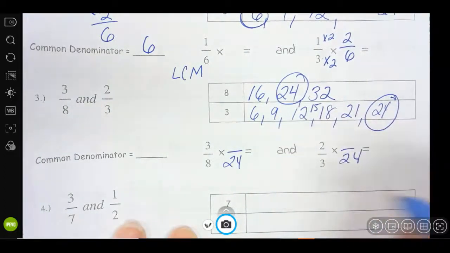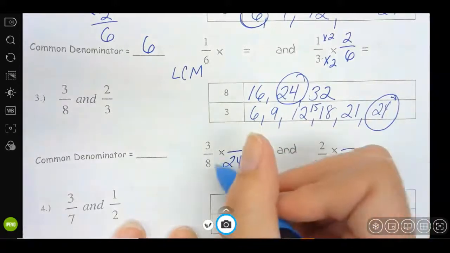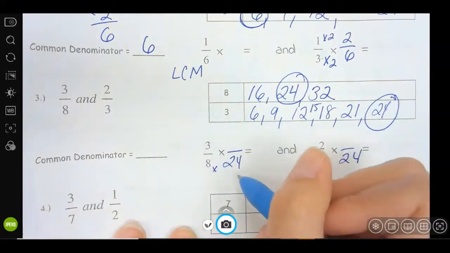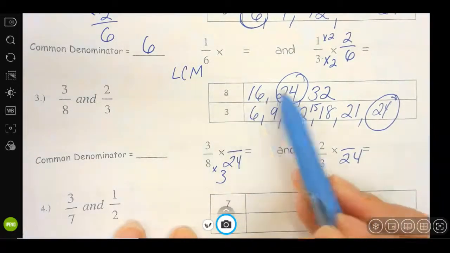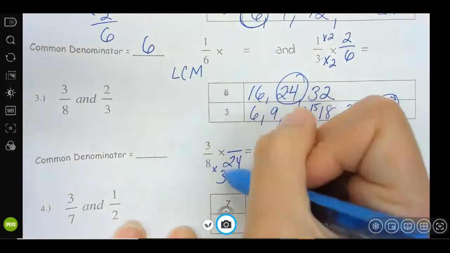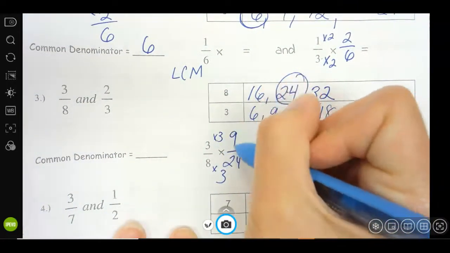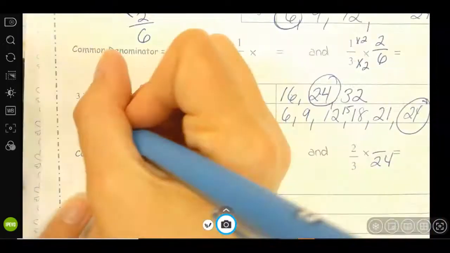So our least common multiple is going to be 24. Okay. So 24. How do we go from 8 to 24? What do we multiply by? 3. You could also look up here and go 8 times 1, 8 times 2, 8 times 3. So 3 times 3 is 9. So we have 9 24ths.